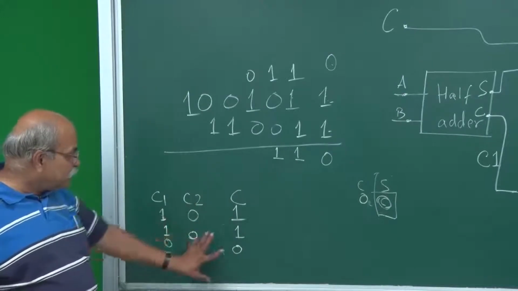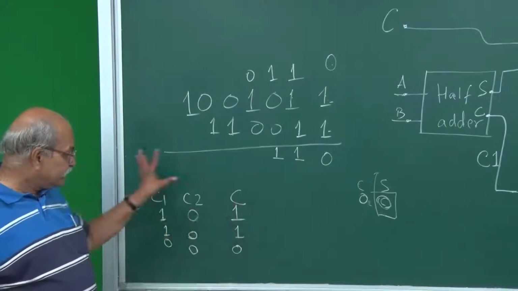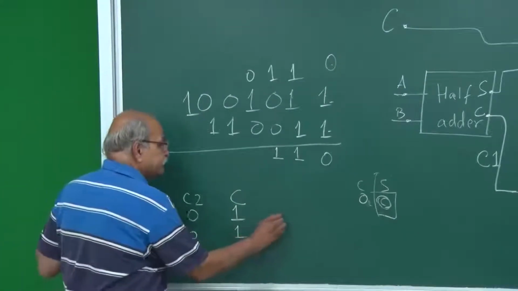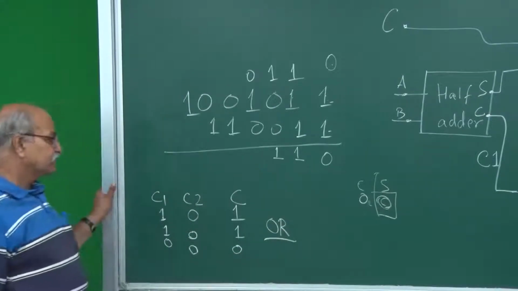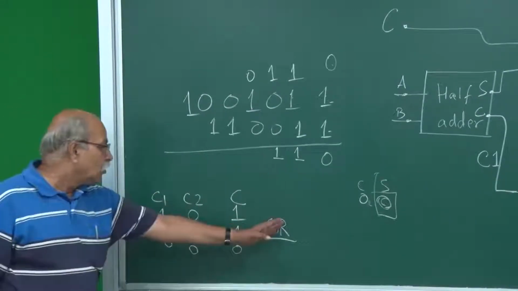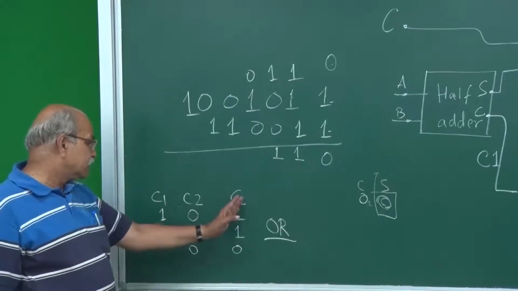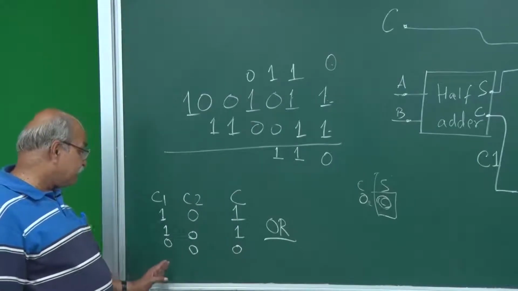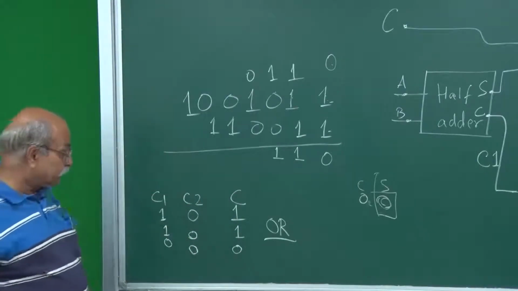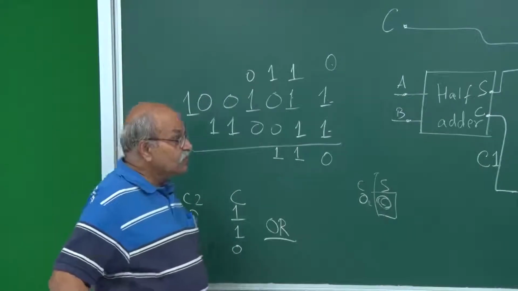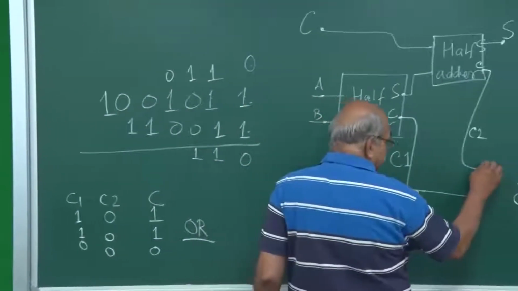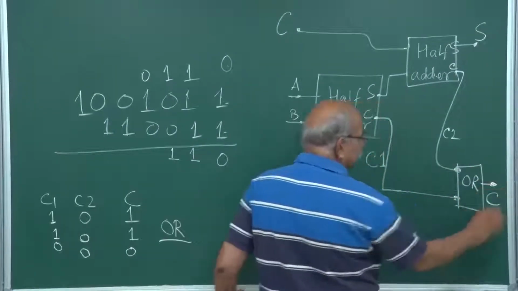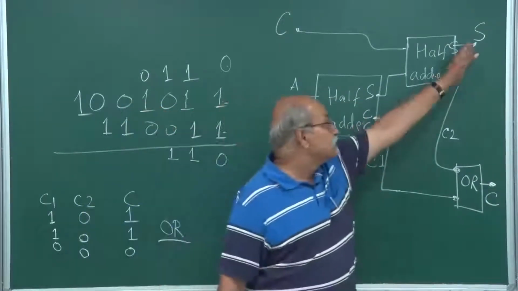If you look at these things, this can be implemented using an OR circuit. If you do C1 or C2, then you will get this C. 1 0 gives you 1, 0 0 gives you 0, and 1 1 will also give you 1. So here I have to put in an OR circuit, and that output will be the final C. So you have final S, you have final C.